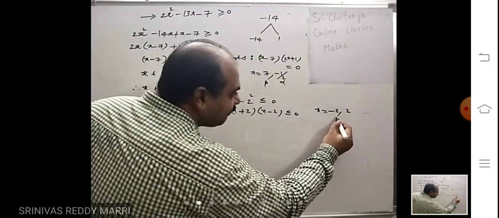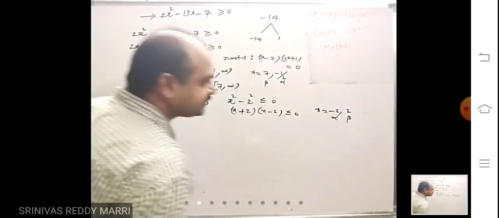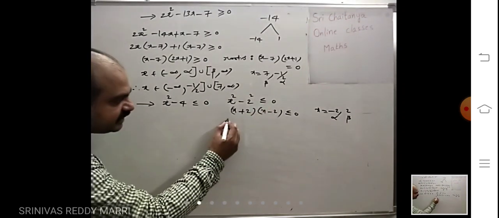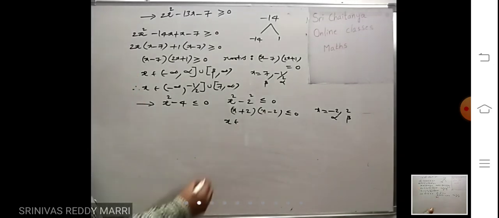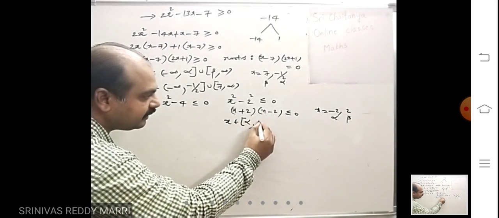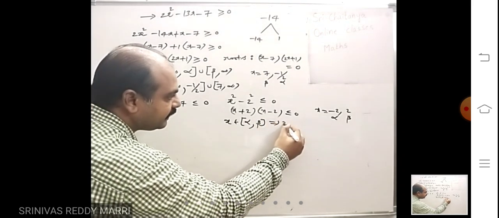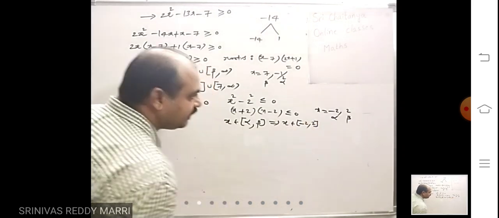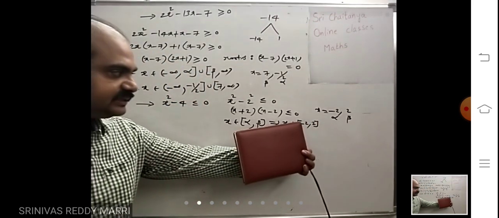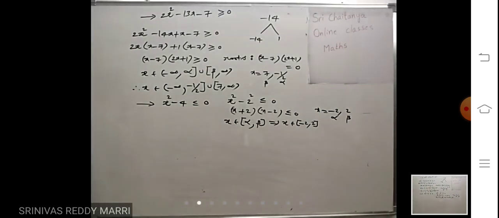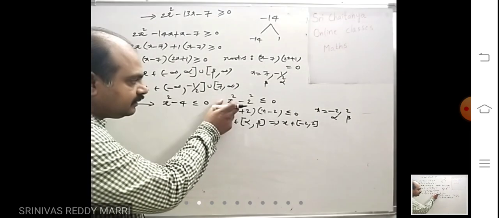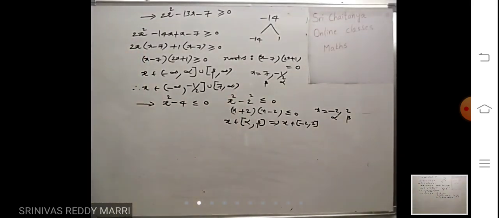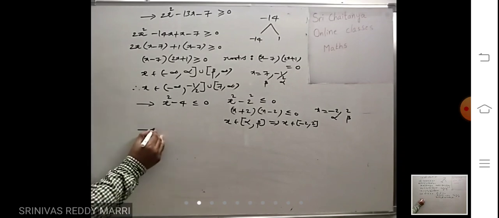What is alpha? Alpha is this, beta is this. So therefore less than or equal to 0 means what is the answer? Less than or equal to 0 means x belongs to alpha comma beta. That implies x belongs to minus 2 comma 2. This is the interval solution set. Right? So just like that, if x square and a constant is there, you just write like a plus b into a minus b.